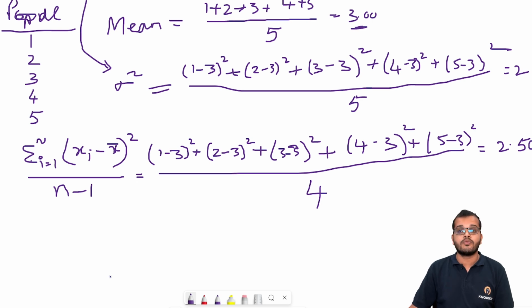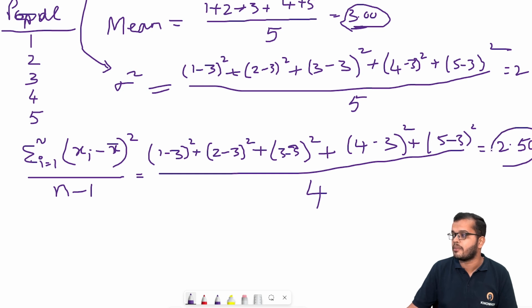With this, we can see that the mean is 3. By getting the mean, we are able to calculate the population variance, and we can also calculate the sample variance. But if we compare the two, the sample variance has the higher value compared to the population variance. It is a little higher because it reflects the higher potential variability.